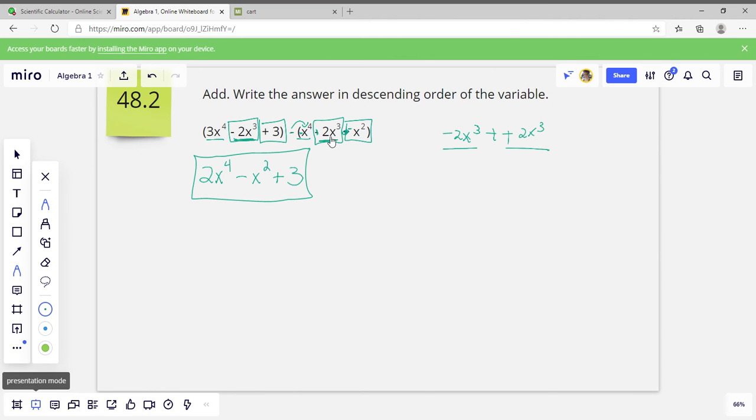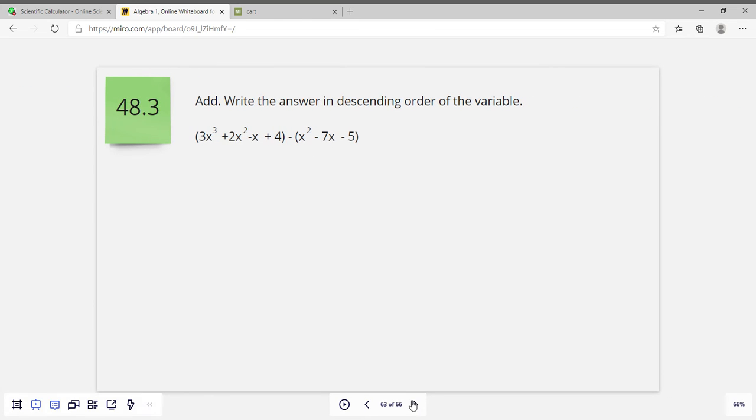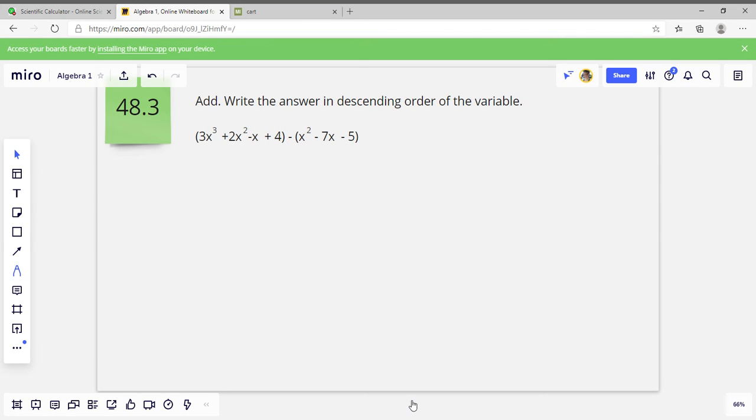All right, let's try another one. So this one is 3x to the third plus 2x squared minus x plus 4, and then minus x squared minus 7x minus 5. So we have this minus right here. That means we've got to change all these signs. So we're going to change this one to a minus, this one to a plus, this one to a plus. That's the easiest way to do it. Just change that to a plus and change all of those.